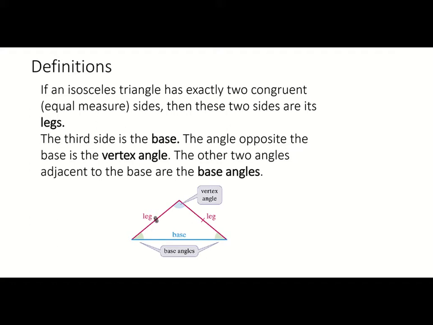There is a vertex angle. The vertex angle is made up of the 2 legs. And then you have 2 base angles, which are made up of a leg and the base. So again, they're attached to the base, and one side is the leg.